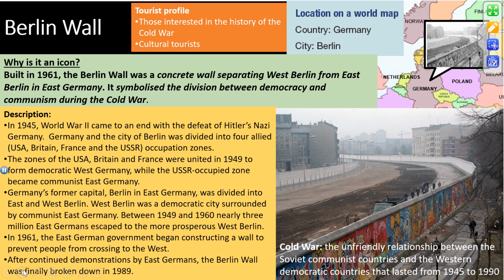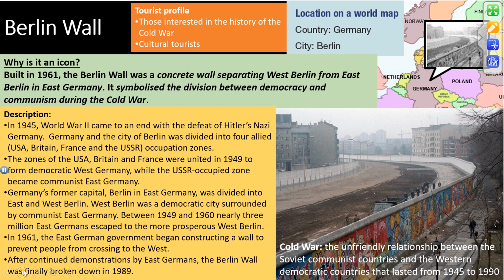They escaped in search of a better life. In 1961, the East German government began constructing this wall in an effort to prevent people from crossing from East Germany to West Germany. And in the time between the construction of the wall and when it was broken down, many, many people did manage to escape from East Germany to West Germany, but there were also many people that were shot and killed in the process of trying to escape.